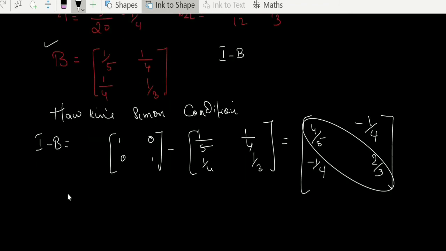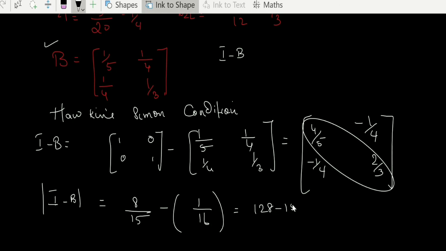So it is positive. Now we have to find the determinant of I minus B. So the determinant of I minus B is: multiply 4 into 2, 8 by 15, minus of, then multiply 1 by 16. So that is equal to 8 into 16, 128 minus 15 by 15 into 16, 240. That is equal to 113 by 240. This is greater than 0.